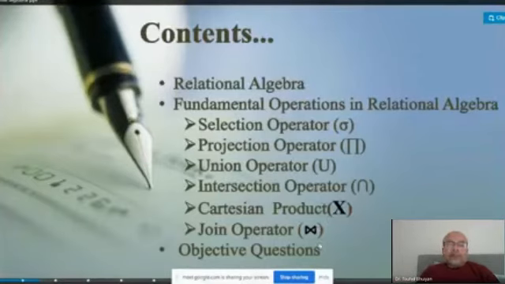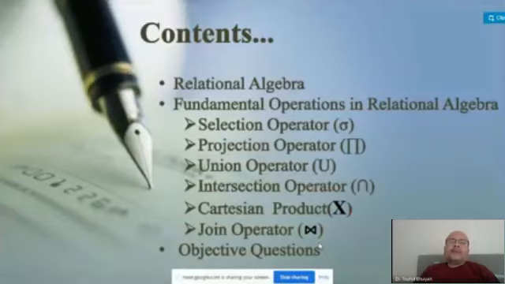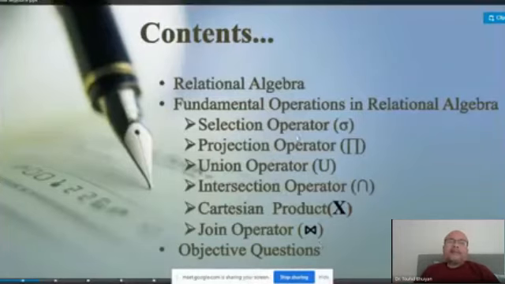So what we have discussed so far are some fundamental operations in relational algebra, and we need to use some symbols. First one, select, then project. Select is represented by sigma, project is represented by pi. The union operator is represented by U. If I reverse the U, upside down, it is called intersection. Then Cartesian product is multiplication, and the join operator is a join symbol.